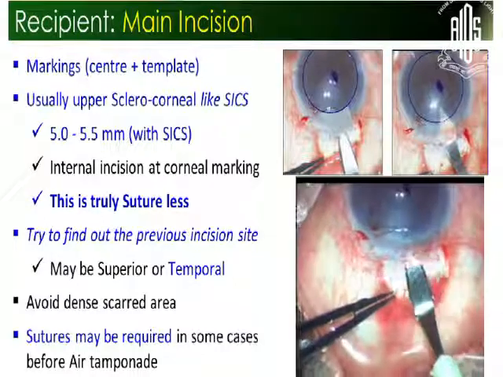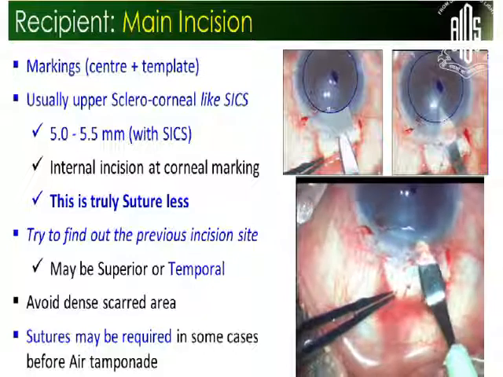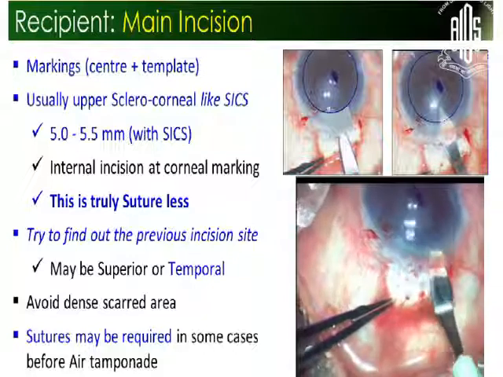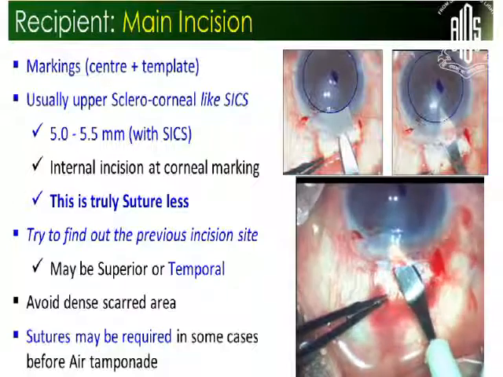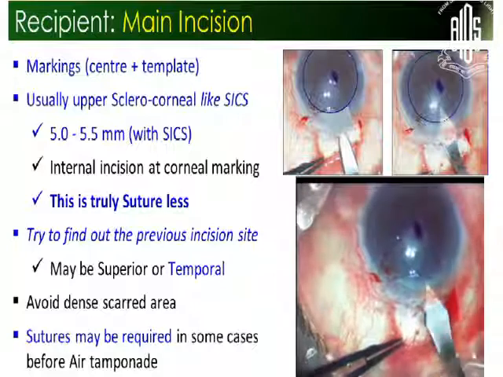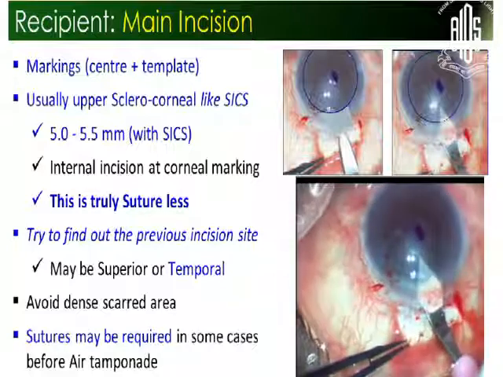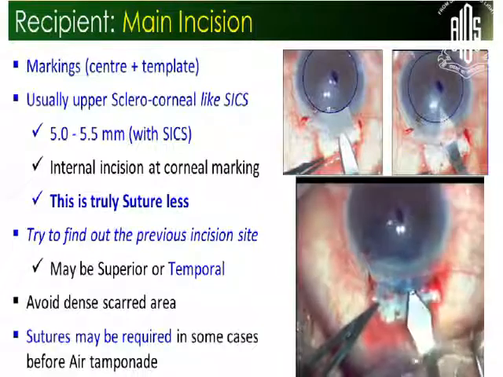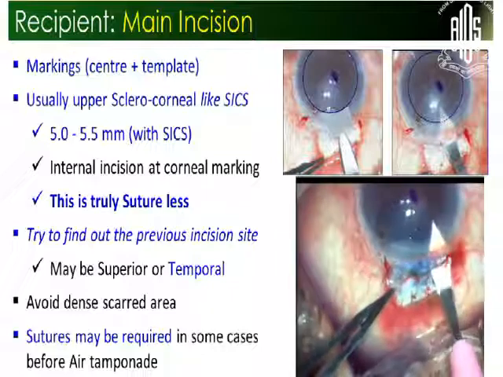It is just like doing a sclerocorneal tunnel incision as we do in SICS. But if it is a very early case, try to open up the previous opening of the previous cataract surgeon. And sometimes in repeat cases, you may need to put some suture before giving air tamponade. That is very important. I think Dr. Tony will show you some of the videos of what will happen if you don't put suture.